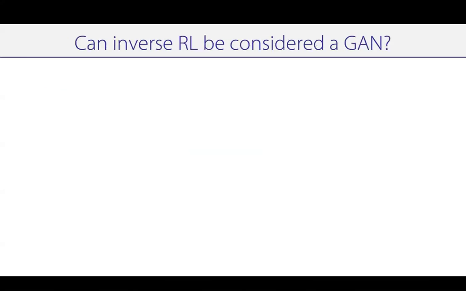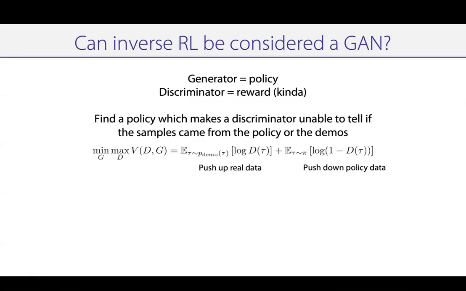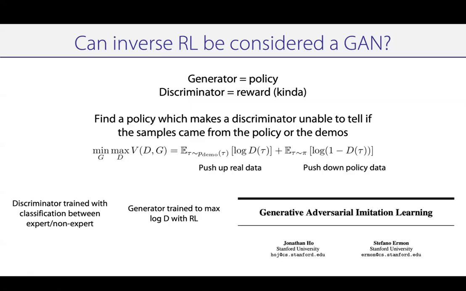So how can we convert inverse RL into a GAN? The idea here is your generator is your policy, your discriminator is your reward, and you're trying to find a policy that makes it hard to tell which things came from the policy and which things came from the demo, right? And the first paper that I just talked about is called Generative Adversarial Imitation Learning. It tries to solve an objective like this.